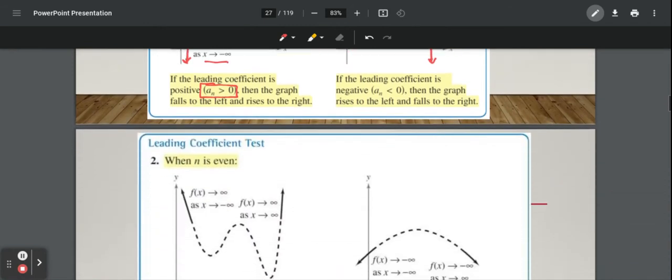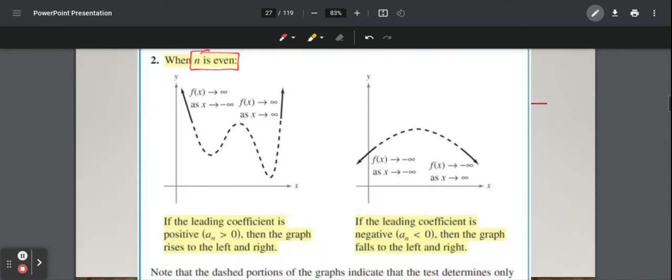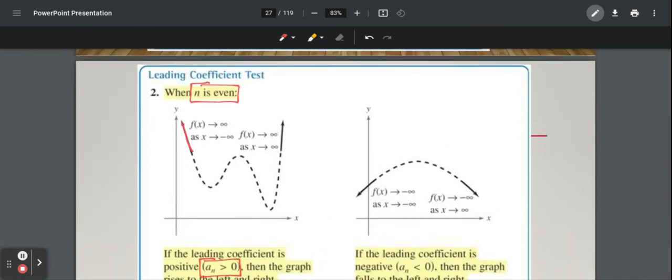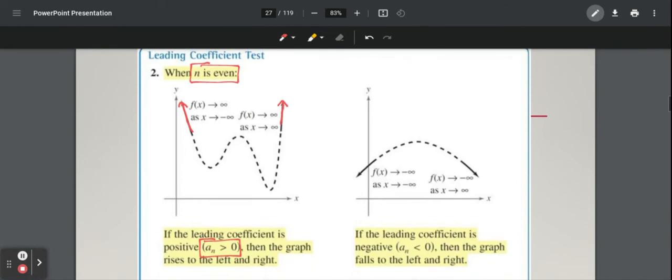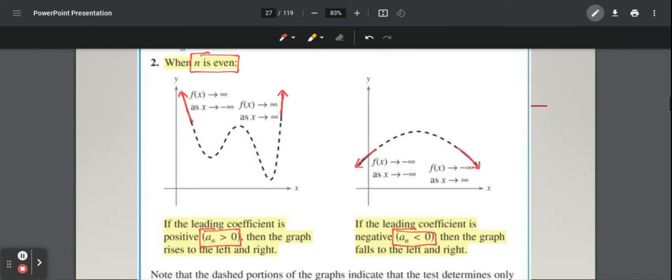Then when n is even and a is positive, so your leading coefficient is positive, both arms will go towards positive infinity. If your leading coefficient is negative, then both arms will go towards negative infinity.